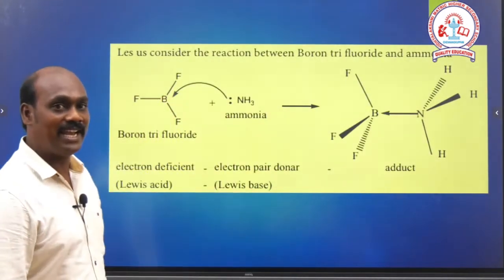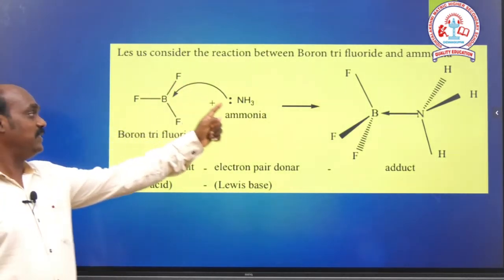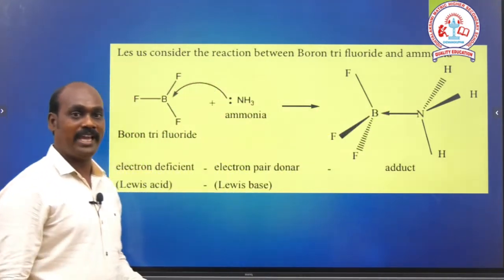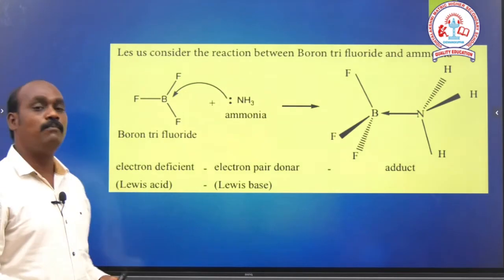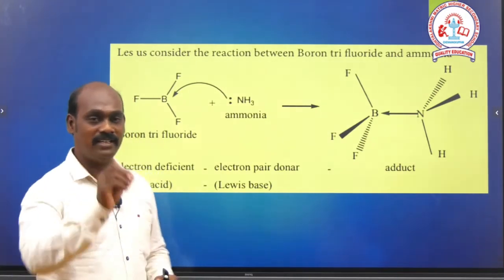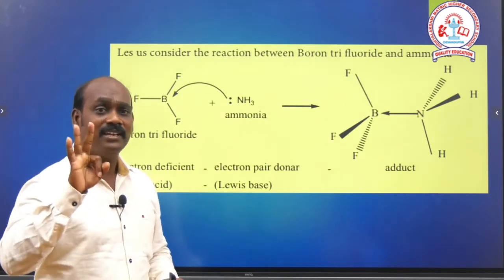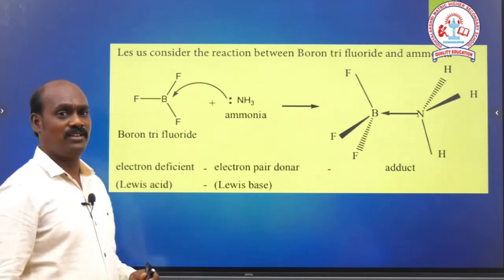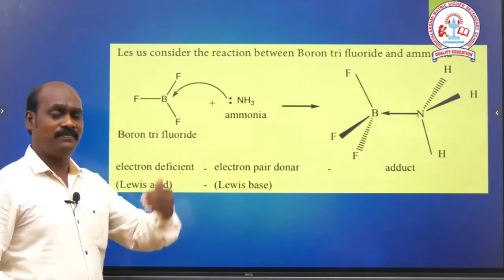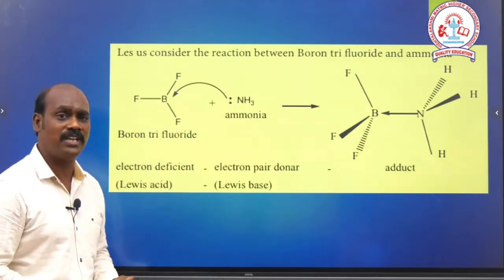Let us take an example. Here boron trifluoride reacts with ammonia, which forms a coordinate compound. What is the atomic number of boron? 5. Very good. The atomic number of boron is 5. That means it has 3 valence electrons, 3 electrons in the valence shell. Those 3 electrons are covalently bonded with fluorine, which forms boron trifluoride.